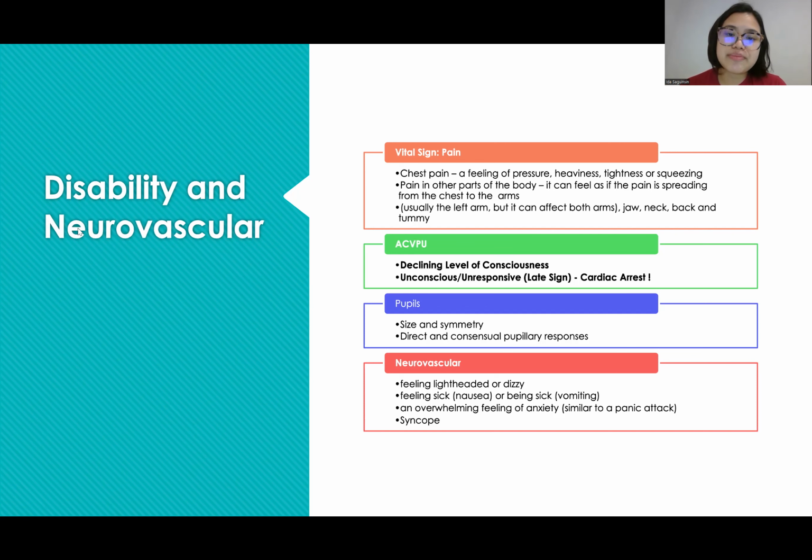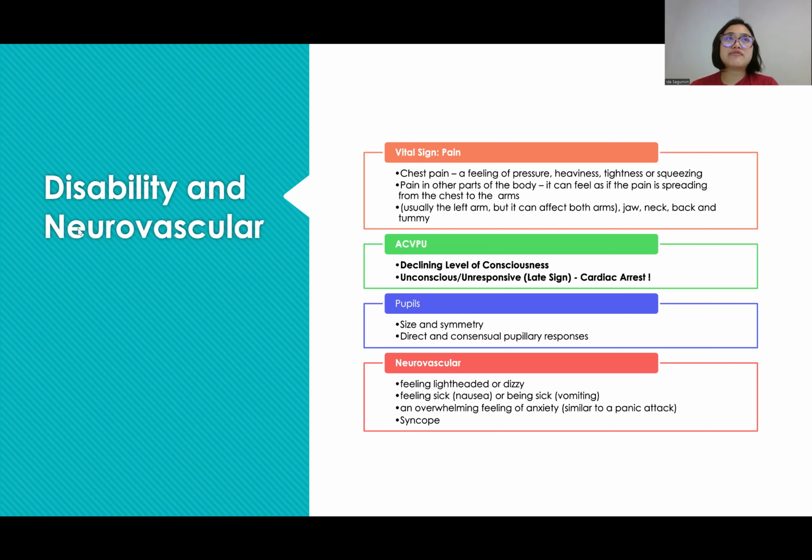With the ACVPU, we have to see if there's a declining level of consciousness. If it's a true ACS, that's a sign that there's an increasing demand for oxygen that the body is no longer able to provide, causing ischemia even to parts of the brain. When the patient is unconscious or unresponsive, it's a late sign and also denotes cardiac arrest.